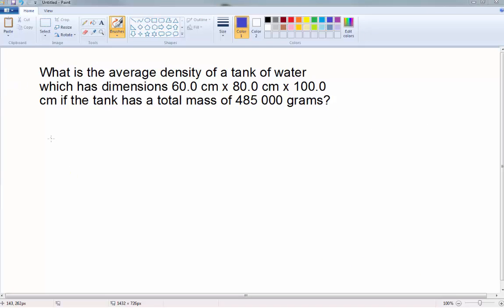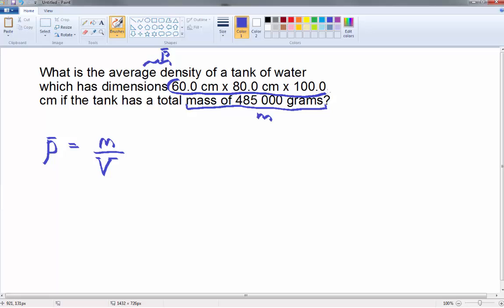All right, so once again, we basically use that the average density is the mass per unit volume, M over V. So this right here would represent the average density. It's the thing we're trying to find. This right here is the mass, 485,000 grams. The volume we're going to have to calculate using these dimensions. So this stuff gives the volume.